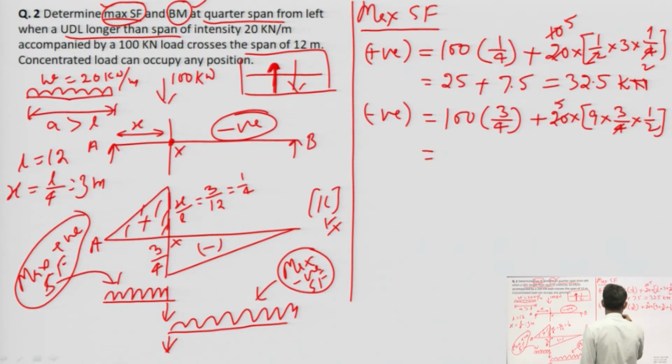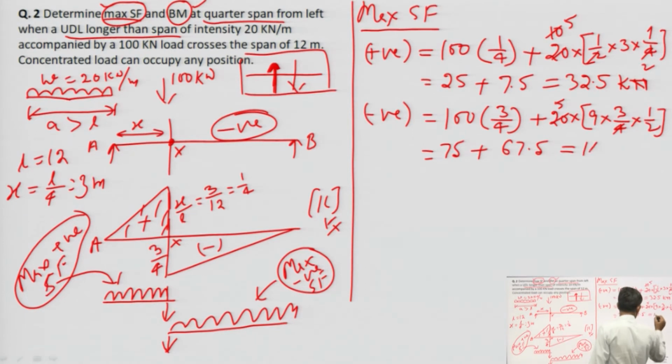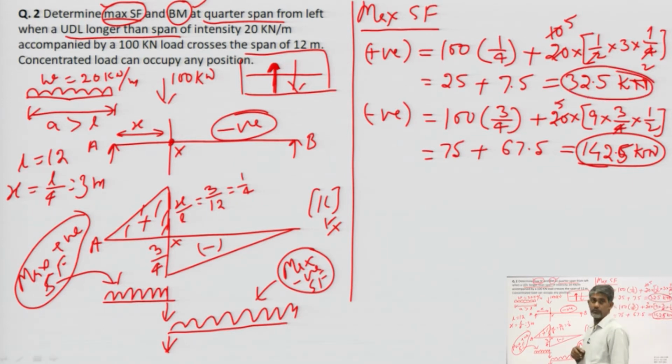So, here we are getting 75, plus this value, let me calculate: 5 into 9 into 3 divided by 2, that is 67.5. The total, 75 plus 67.5, comes to 142.5 kilonewton. So, this is our maximum shear force value, both maximum negative shear force and maximum positive shear force. This is part 1 of this question.